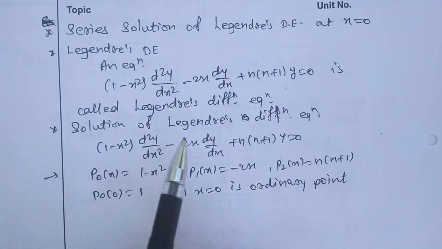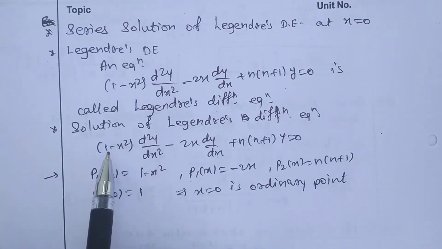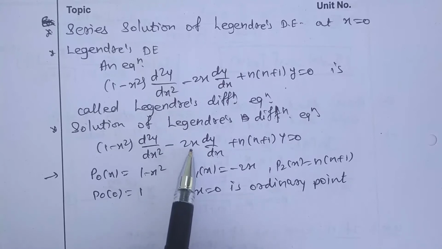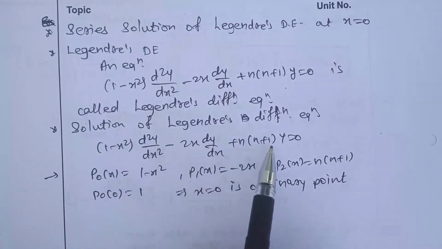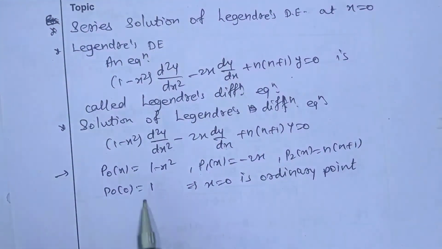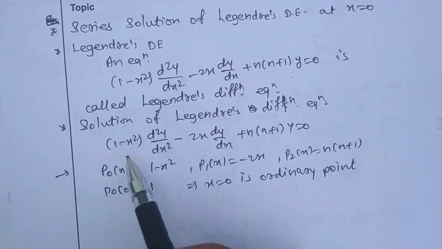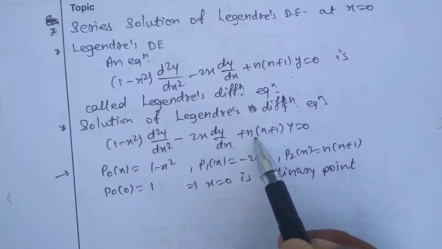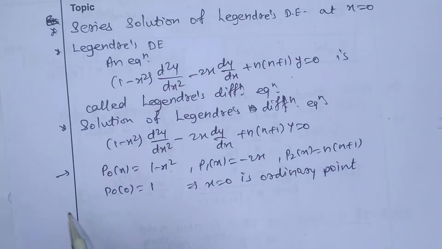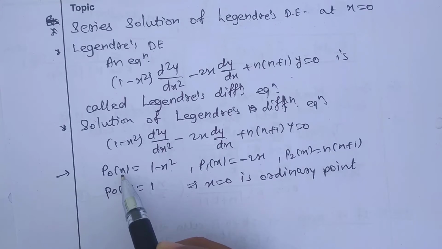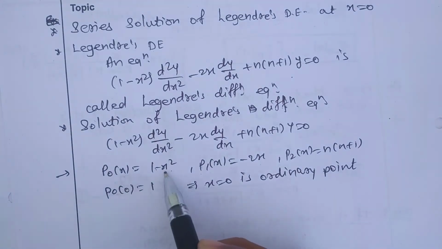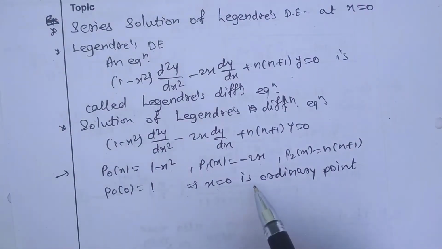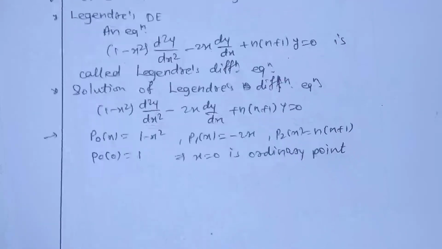Now we have to calculate the solution of Legendre's differential equation. So the Legendre's differential equation is (1 minus x square) d square y by dx square minus 2x into dy by dx plus n into (n plus 1) y equals 0. So the value of p0 of x is 1 minus x square, p1 of x is minus 2x, and p2 of x is n into (n plus 1). Now when you calculate p0 of 0, that means x equals 0, so you will get 1 here. That is a non-zero value. That means x equals 0 is an ordinary point.